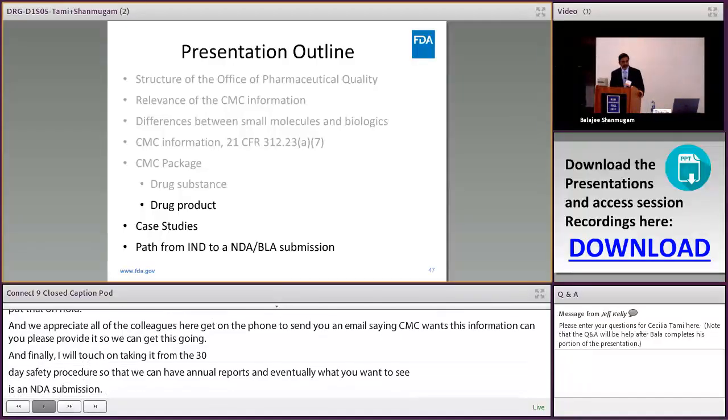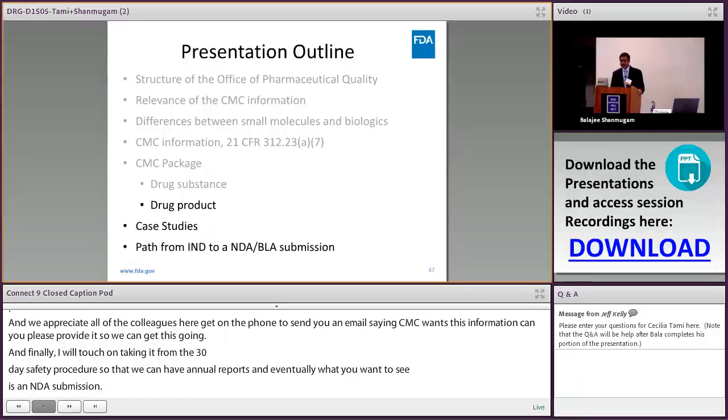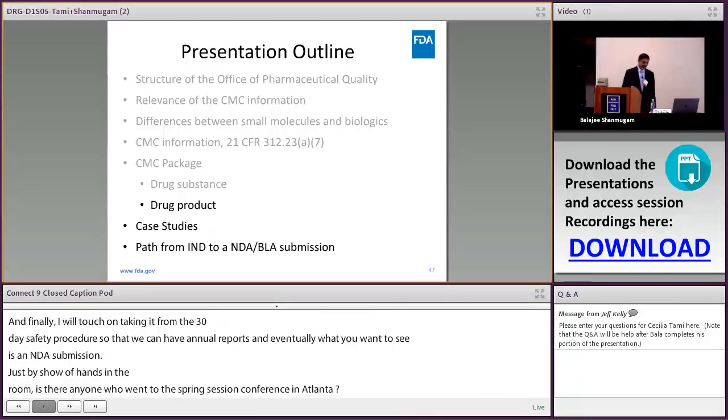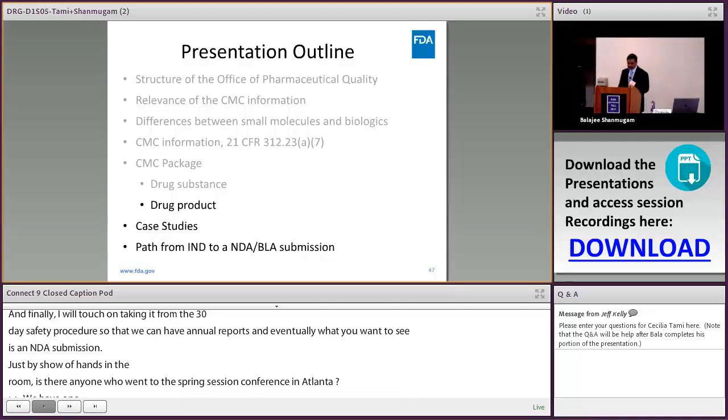Just by show of hands in the room, is there anyone here who attended the spring conference in Atlanta? Okay, so we have one. I'm all for green chemistry, so I'm going to recycle some of the chemistry jokes. So you are the catalyst to motivate the rest to join. Okay.